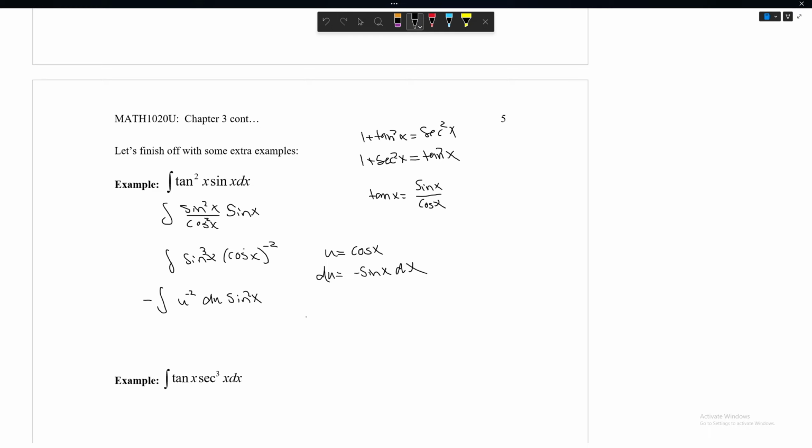And from here, you guys know what to do. We have the sine squared x equals 1 minus cos squared x, right? And then from here on out, you can replace it, expand, FOIL, integrate.